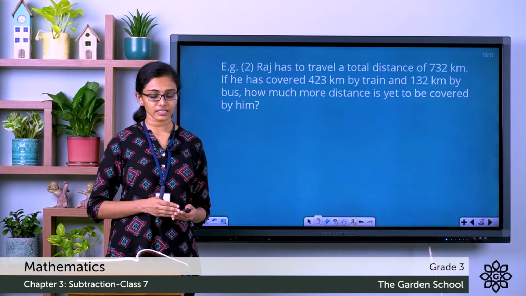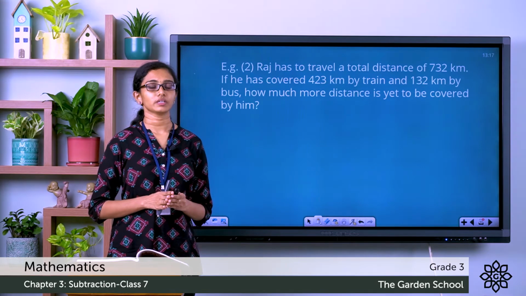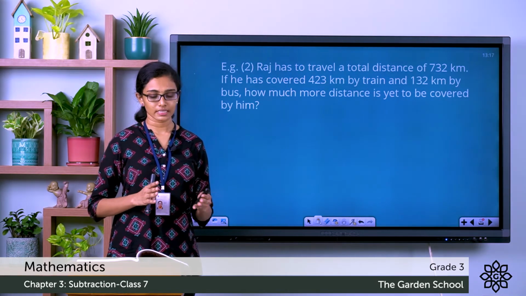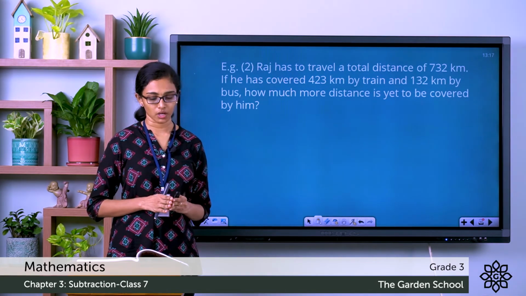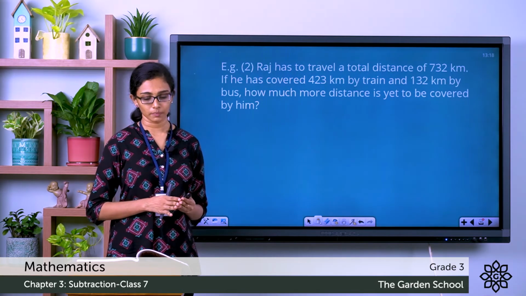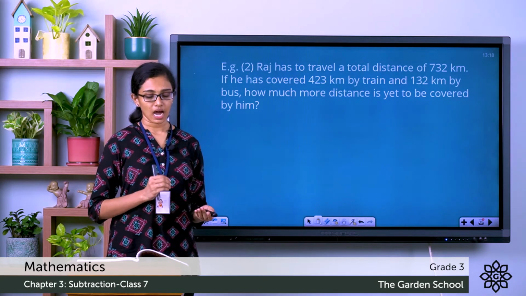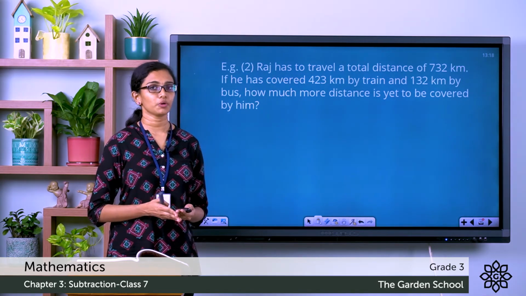In the question it says Raj has to travel a total distance of 732 kilometers. So the total distance to be covered is given as 732 kilometers. And it says if he has covered 423 kilometers by train and 132 kilometers by bus, how much more distance is yet to be covered by him?